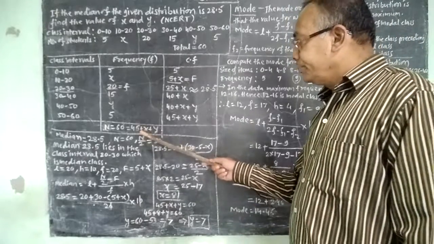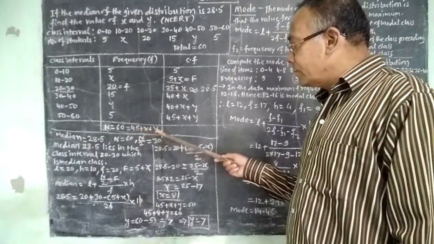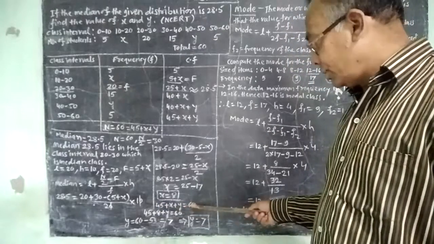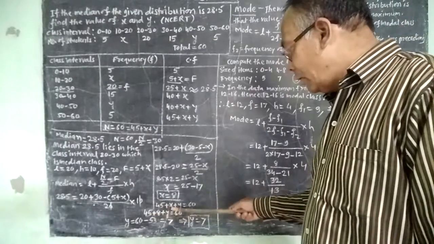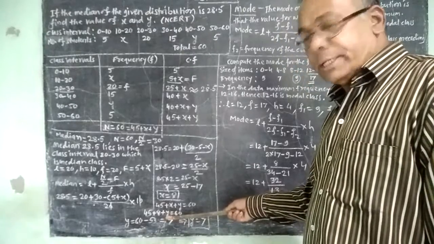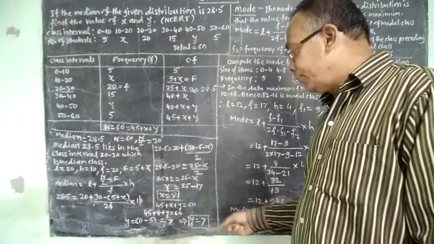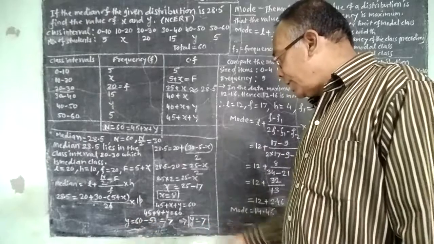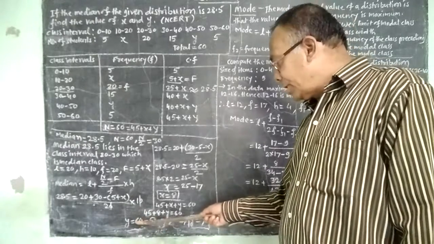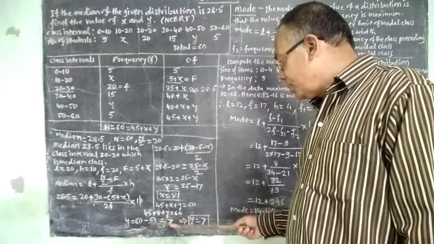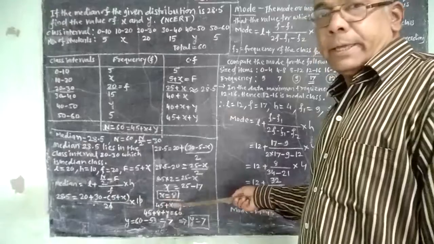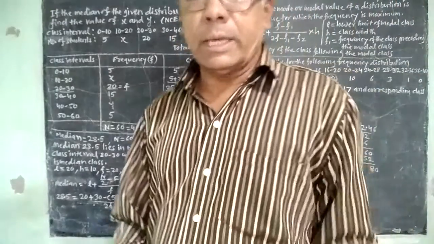Now we know 45 plus x plus y is equal to 60. So 45 plus the value of x, which is 8, plus y, which is not known, is equal to 60, and therefore y is equal to 60 minus (45 plus 8), that is 53. So 60 minus 53, and y we will get as 7. So y is equal to 7 and x is equal to 8 is our answer.